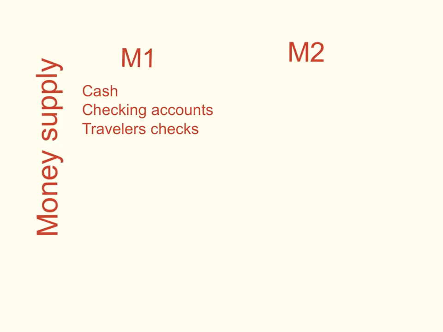Now we also have M2. First, you got to remember that everything that is in M1 also goes into M2. So M2 encompasses everything in M1 and a few more additional pieces of information that we're going to look at. M2 also consists of savings accounts, mutual fund accounts, and certificates of deposit, or CDs.